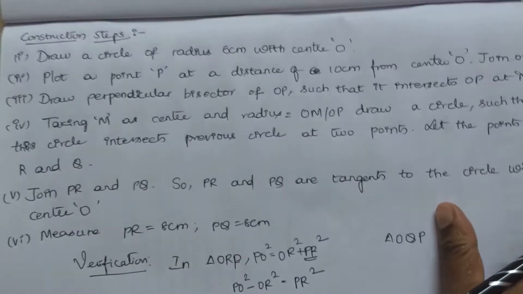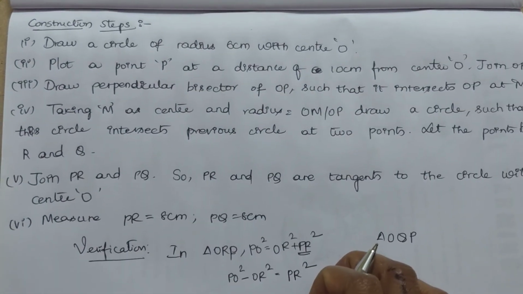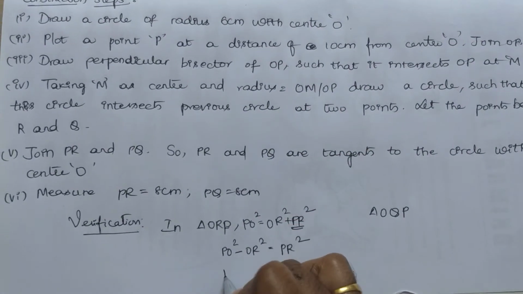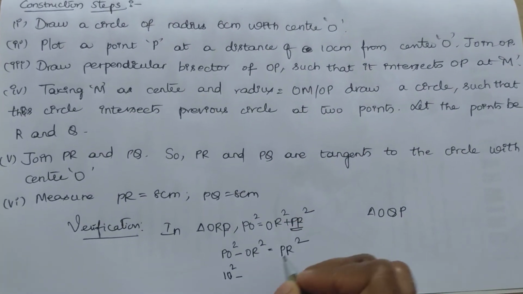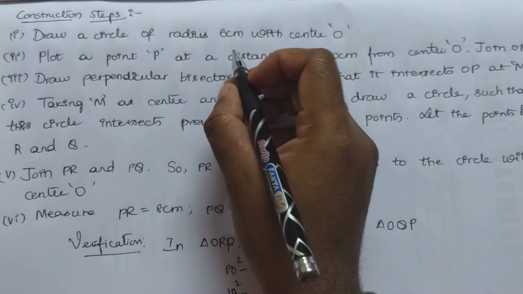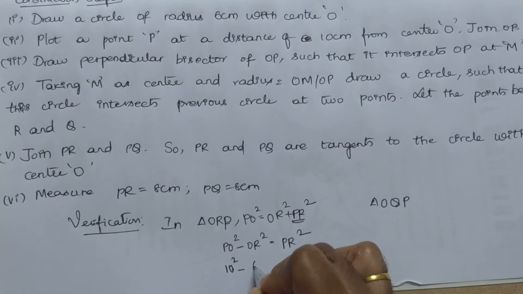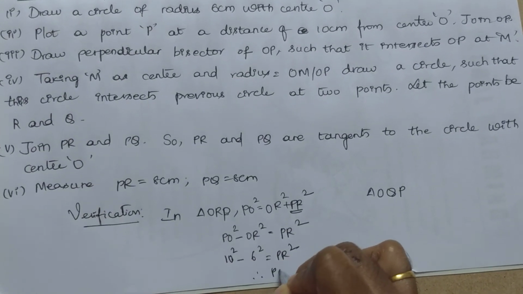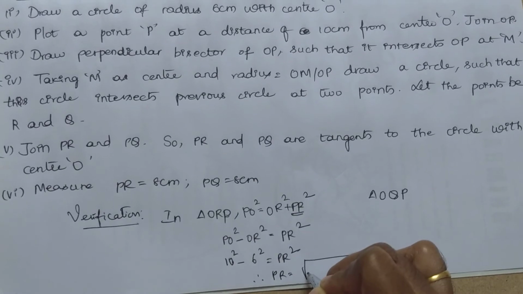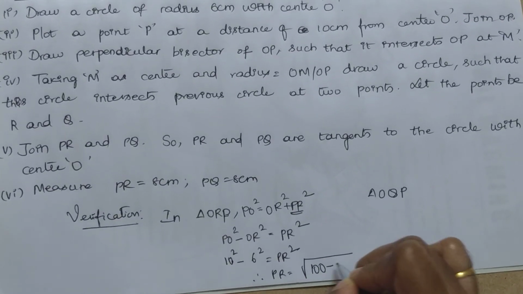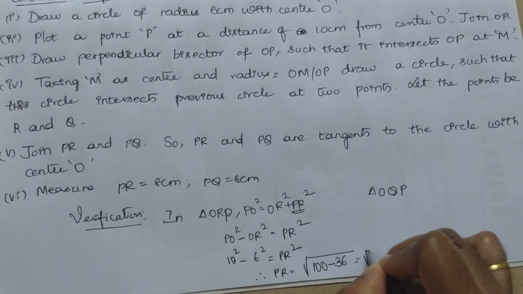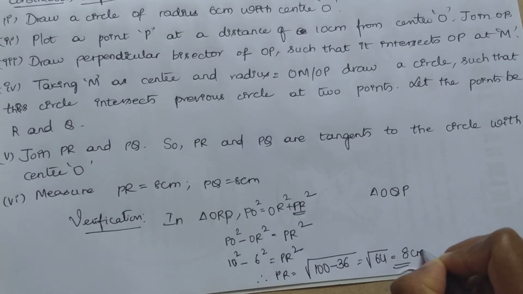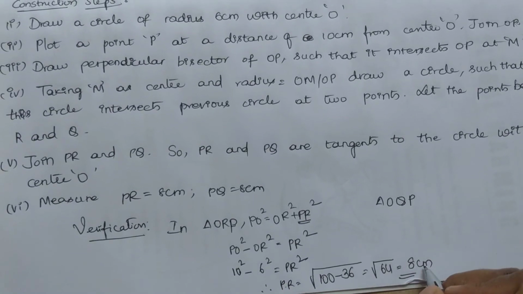So what is PO or OP? What is the distance between P and O? See here, we have taken the distance between P and O as 10 centimeters. So 10 square minus, what is OR? OR is nothing but the radius, that is 6 centimeters. So 10 square minus 6 square equals PR square. Therefore, PR equals square root of 10 square, it is 100, minus 6 square, it is 36. That equals square root of 64, that is equal to 8 centimeters. PR we got as 8 centimeters.